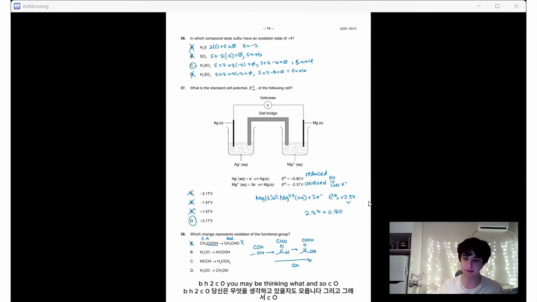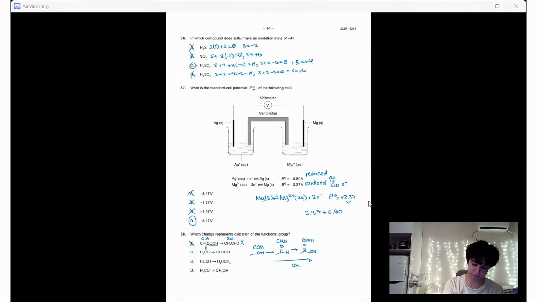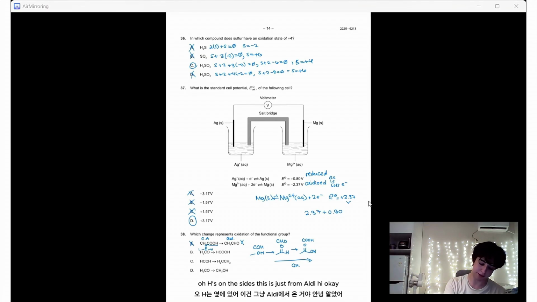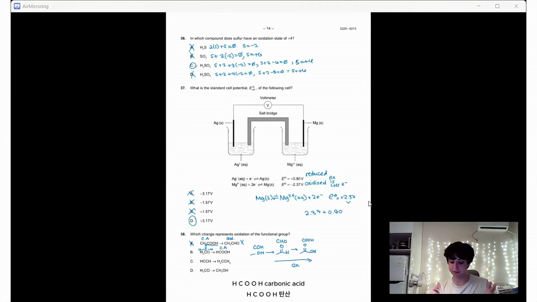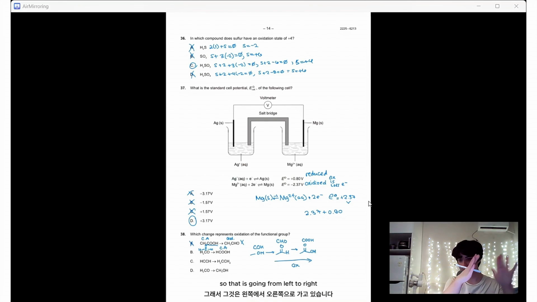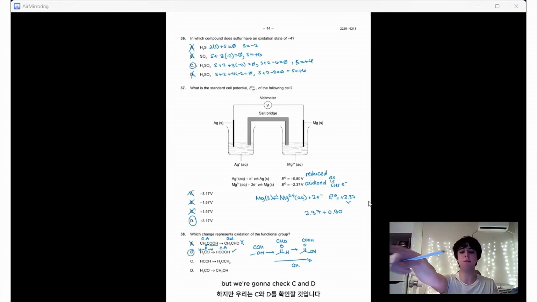B. H2CO. You may be thinking, what? And so CO, oh, H's on the sides. This is just formaldehyde, okay? So that's an aldehyde. So we're going from an aldehyde to HCOOH, carboxylic acid. So that is going from left to right. So that is an oxidation. So B is right. But we're going to check C and D. We're always going to check it.